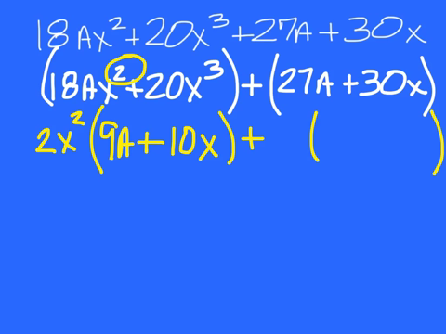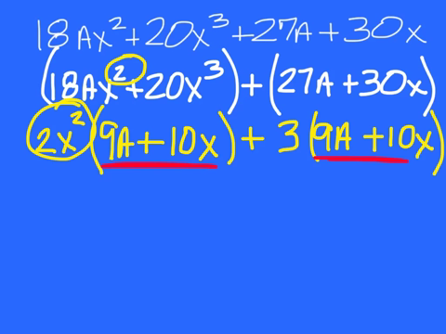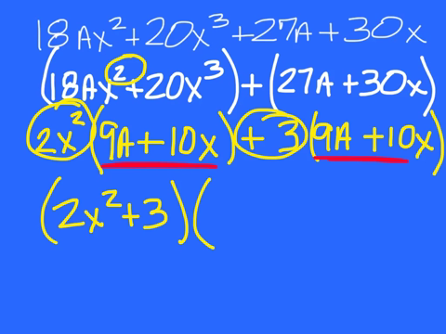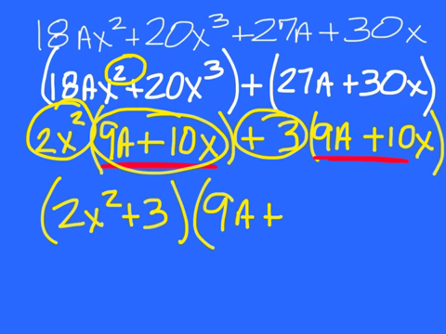What about the second group? What do they have in common? Yeah, just a 3 and that's it. So what do I multiply 3 by to get 27a? 9a. And 3 times what is 30x? 10x. Do I have the same quantity here as I have here? If you do, then you write out this and this, 2x squared plus 3. And then in the second set, just one of these, 9a plus 10x.